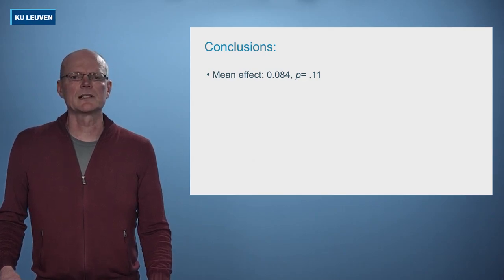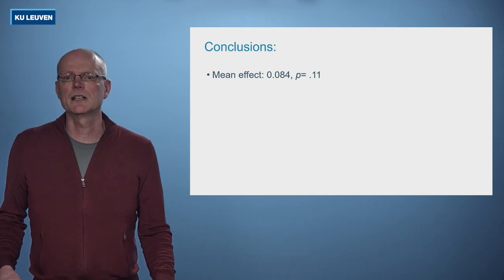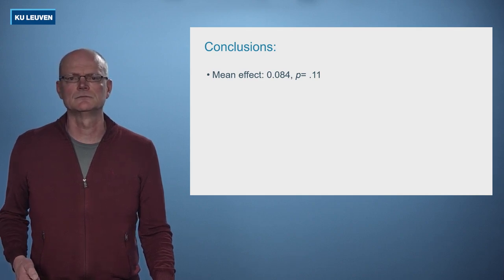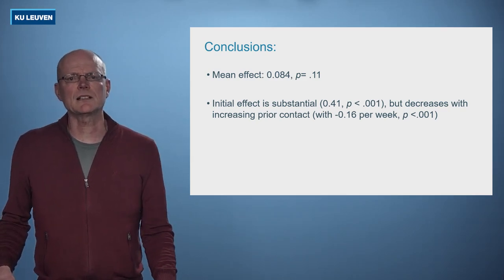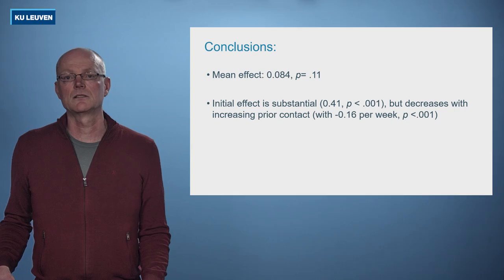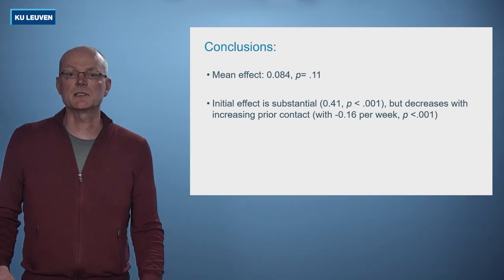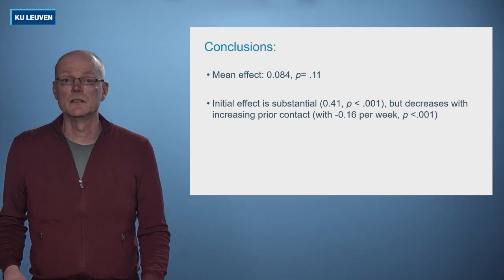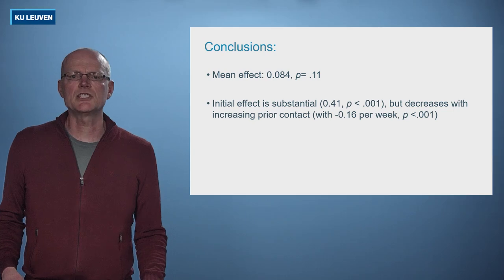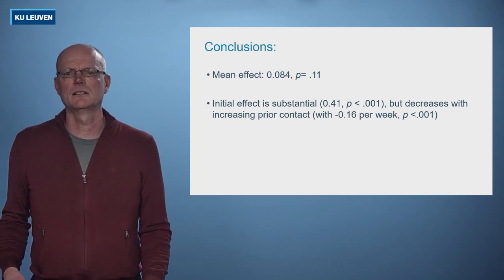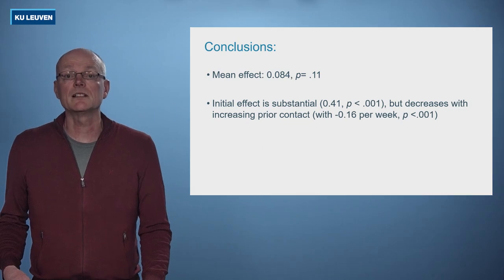But performing a meta-analysis with a regression model, including the weeks of prior contact as a predictor, gives interesting results. The intercept can be interpreted as the expected effect when there was no prior contact, so when the prior contact was equal to 0. The estimate of the intercept is equal to 0.41. So if there was no prior contact, this is a moderate teacher expectancy effect. Moreover, the p-value is very small, which means that we can conclude that the effect is really there.